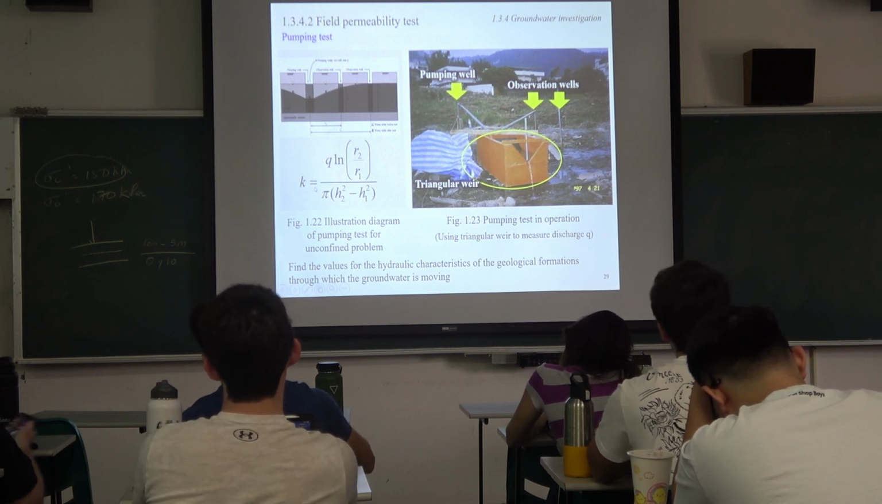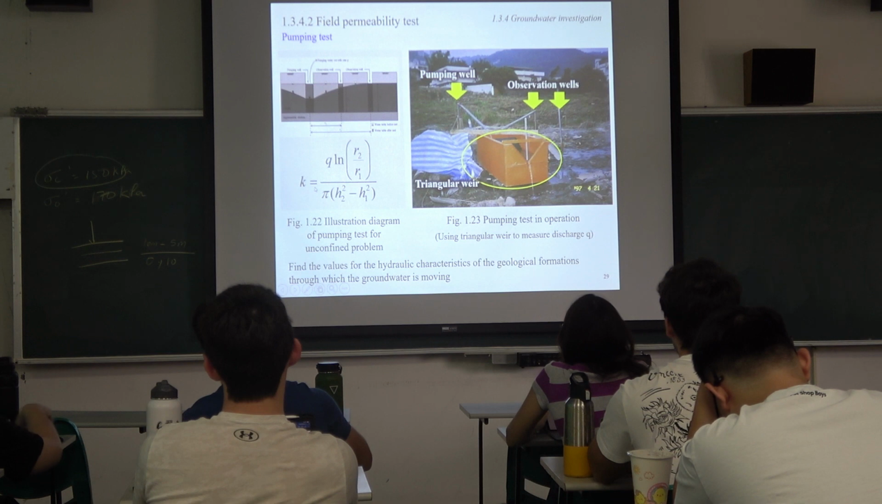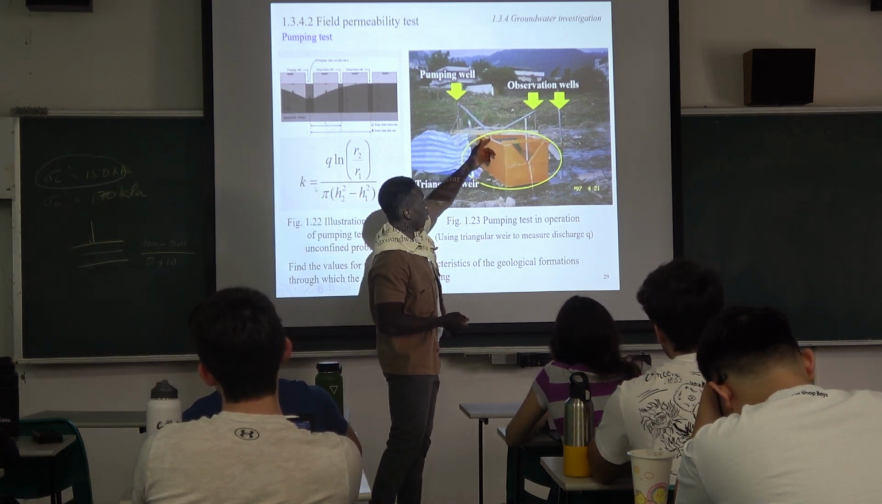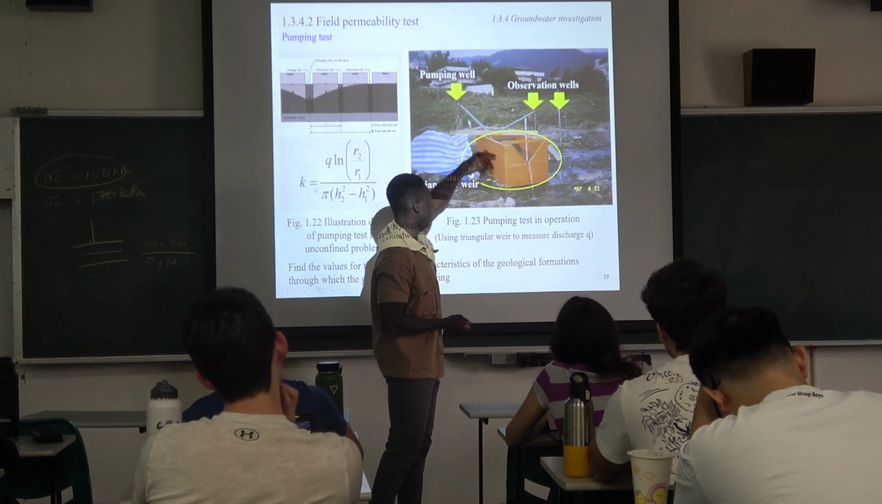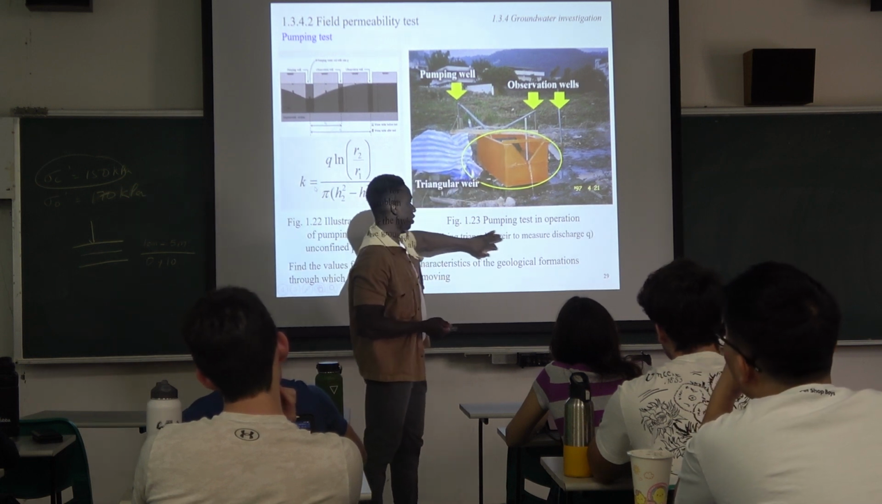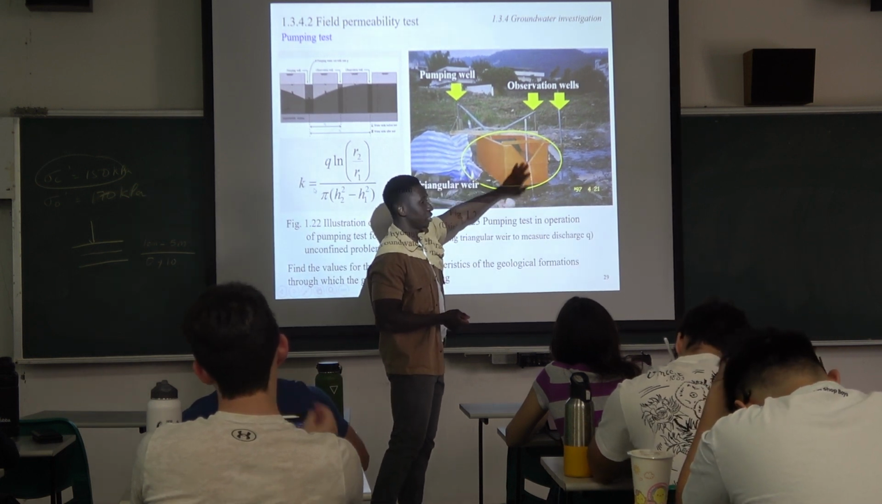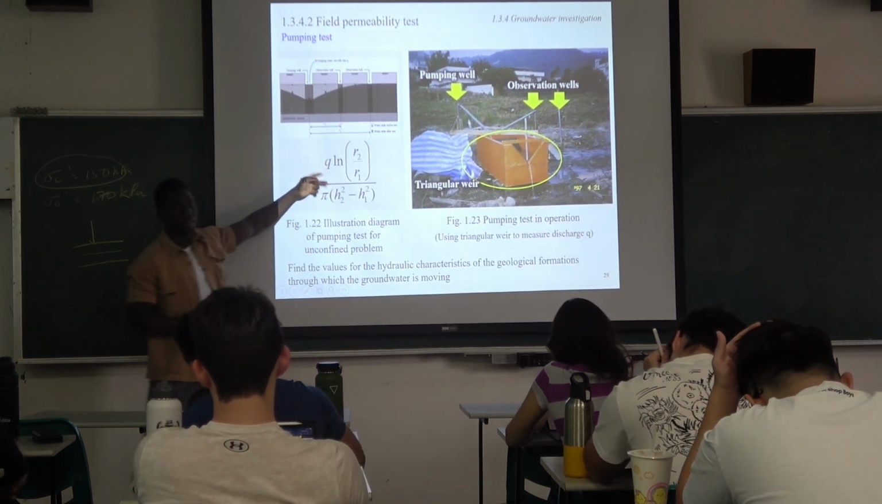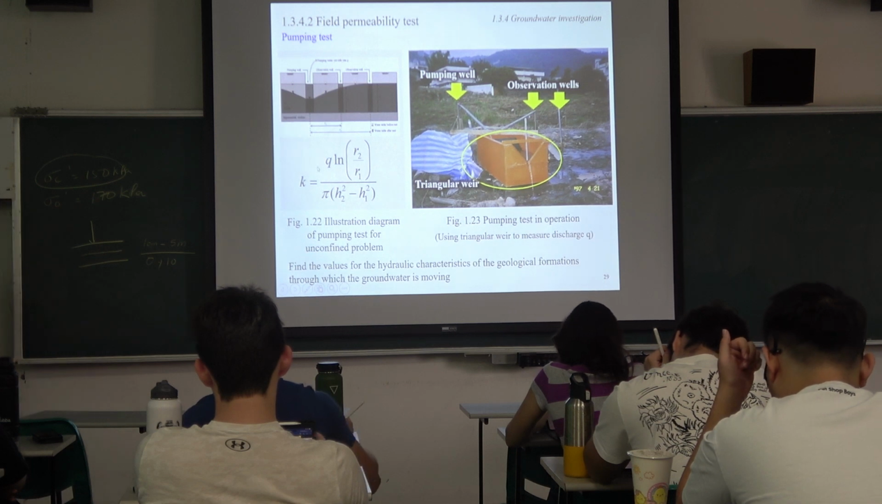Okay, and then you can also see there's a Q, which is the flow or the discharge of water. Usually, as the water is flowing from here, it goes into this. This is a triangle here to measure discharge. So this discharge rate Q can be calculated and then put inside here to determine the permeability of the soil.